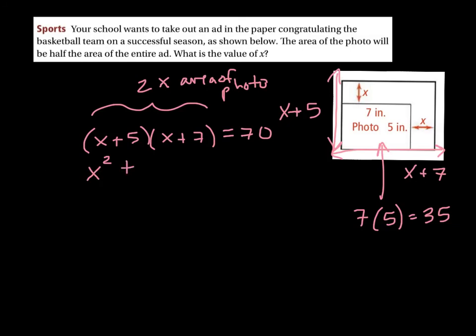So I'm sorry, we're foiling this. And hopefully that's what you got. All right, equals 70. Now to solve it, we're going to have to subtract the 70 from each side. So we're going to have x squared plus 12x minus 35 equals 70.